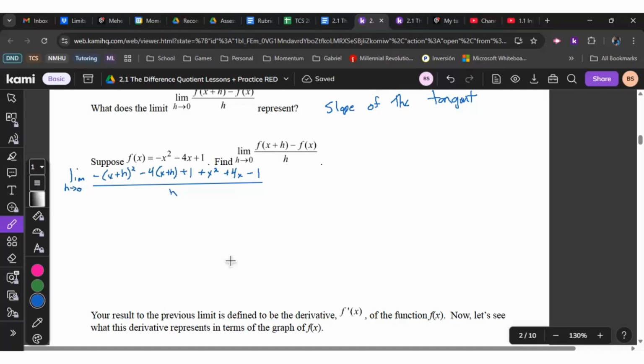And then you have to take h out of the equation so that you can cross it out with the bottom one. That is what we're going to have to get to, exactly. So we're going to get rid of this 1 and -1. Now let's keep going. The limit.